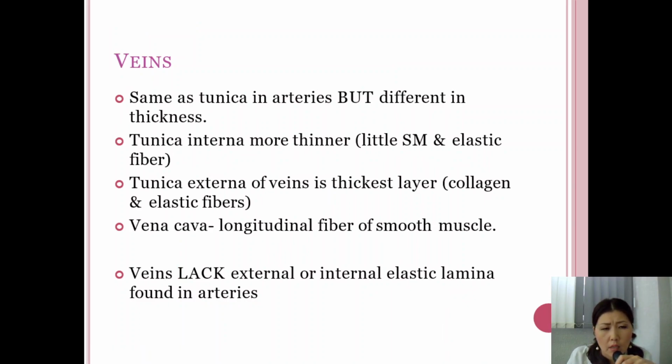veins. Same tunics as in arteries, but different in thickness. Tunica interna is thinner, with little smooth muscle and elastic fiber. Tunica externa of veins is the thickest layer, with collagen and elastic fibers. Vena cava has longitudinal fibers of smooth muscle. Veins lack the external or internal elastic lamina found in arteries.